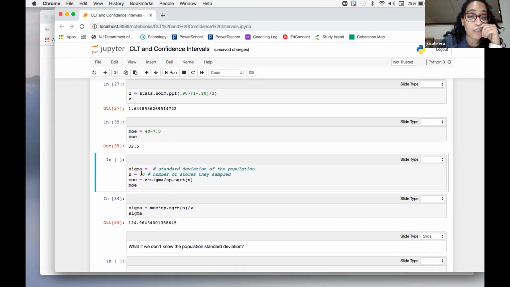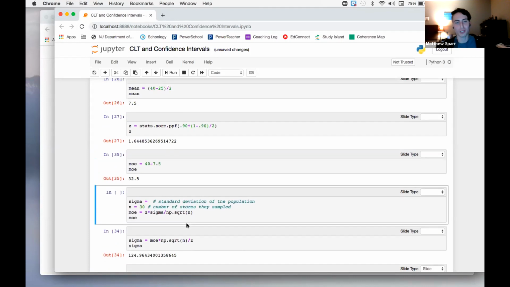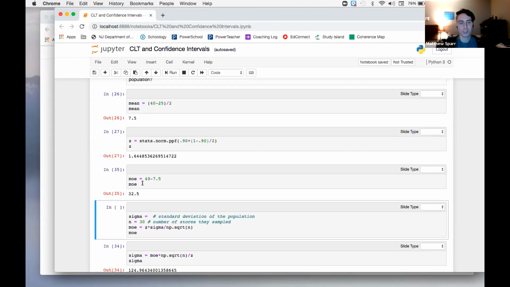Right, and then the sample was 30. So what I did is I just rewrote the formula in order to get sigma by itself, which was the margin of error times the square root of N divided by Z, and this is what I got. I don't know. Okay, so go back up to the margin of error calculation there. This one? Insert a cell above that, yeah.